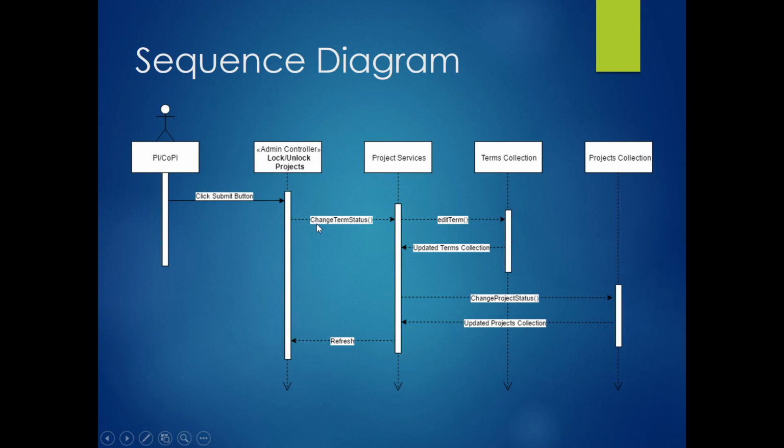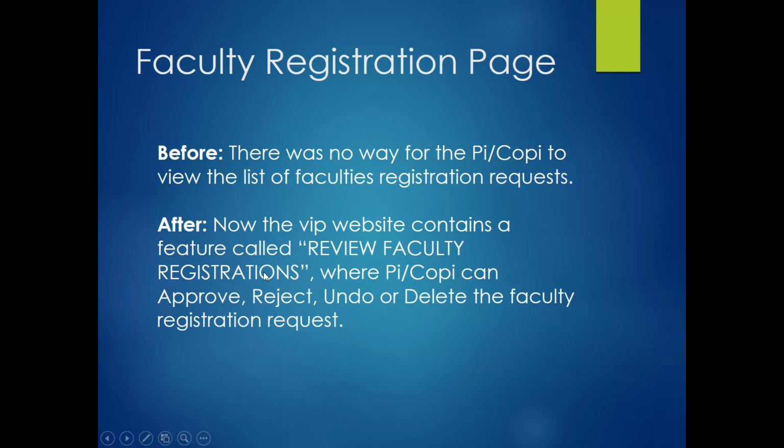So the sequence diagram, this is the flow of events as to what the controller does or where the information is going. The next one is the faculty registration page. Initially, before in version 3.0, there was no way for the PI, co-PI to view the list of faculties that have registered.